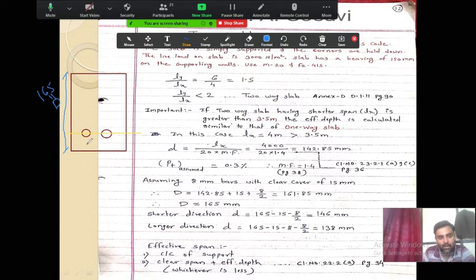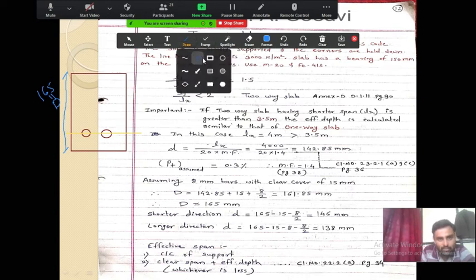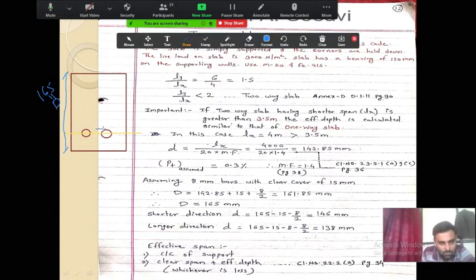Now what is our bar diameter? This total bar diameter, from this point to this point, is the bar diameter. Our bar diameter is 10 mm, no sorry, 8 mm. So if this total is 8, then from the center this value must be 4. Okay, from the center this must be 4.